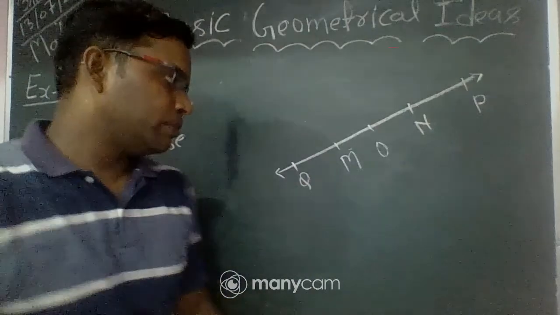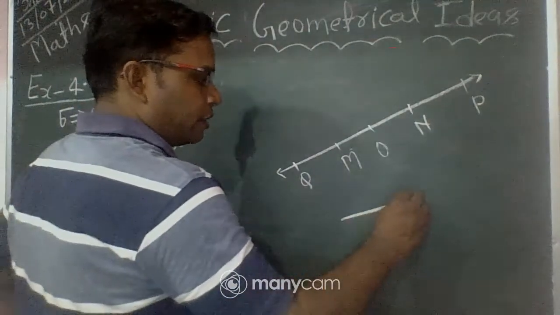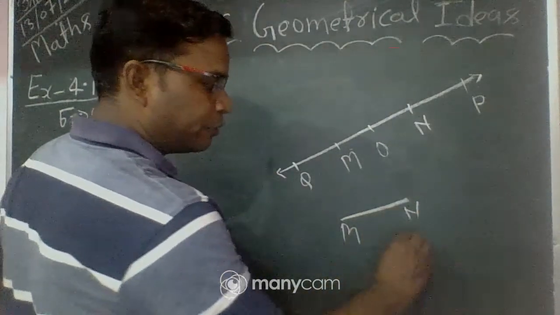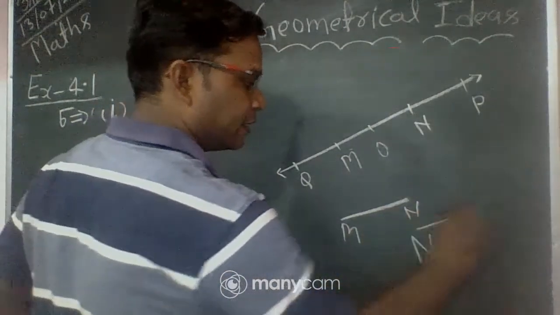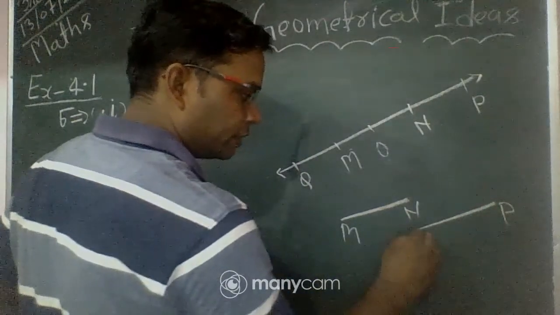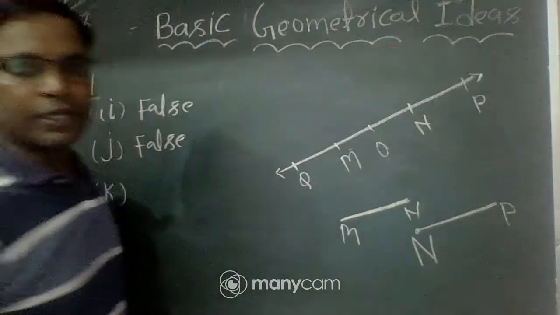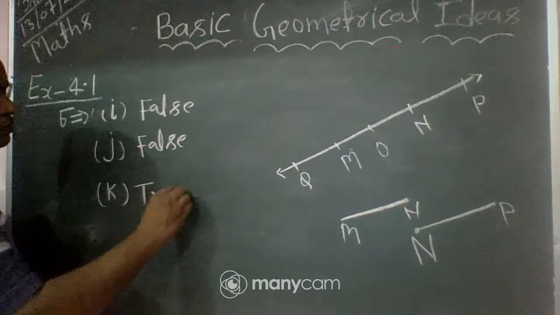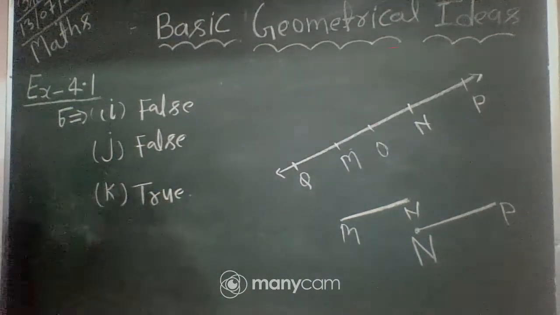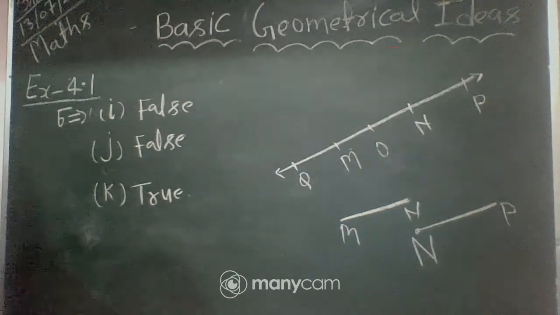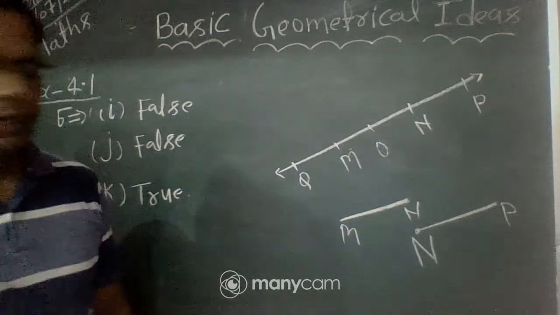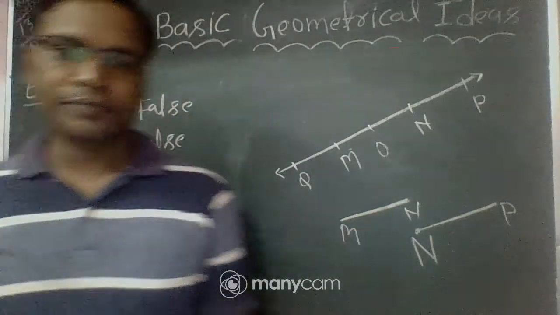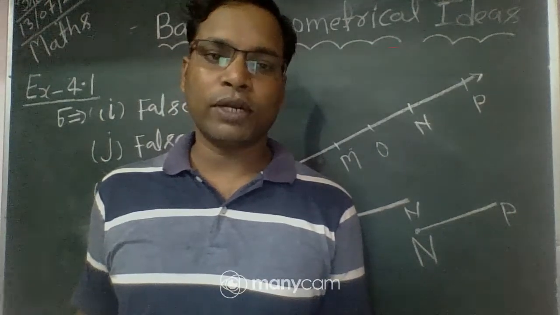You can see, if you draw this is MN, then the initial point is N. If you draw NP like this, N is also the initial point. Okay, so this is a true statement. Is this clear? Okay, so in this way we complete exercise 4.1.